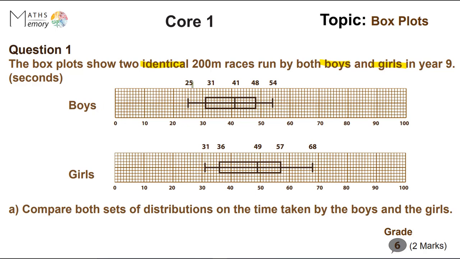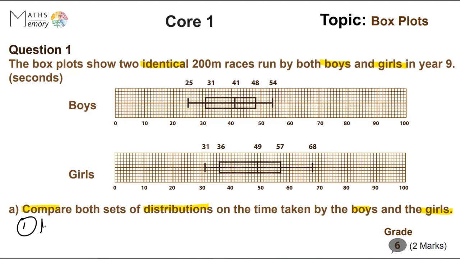So for boys, we simply show the box plot with the five statistics we just talked about, and the girls with their respective statistics as well. Now the question says compare both sets of distributions on the time taken by the boys and the girls. So comparing is a technique we need to learn, and this comes up quite a lot, comparing two different sets of data or two box plots. So the first thing we need to know is what statistics do we actually compare.